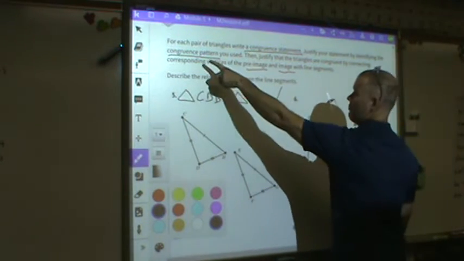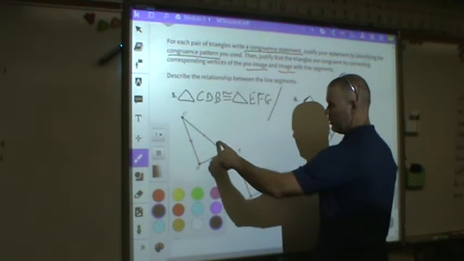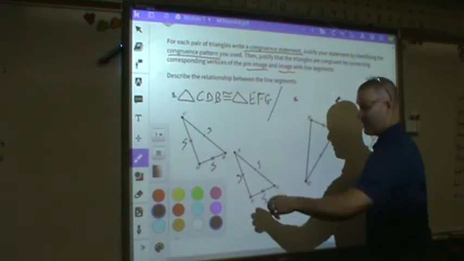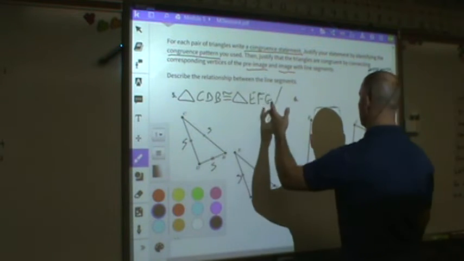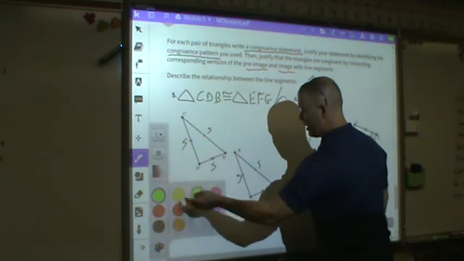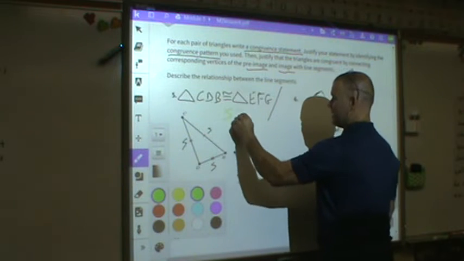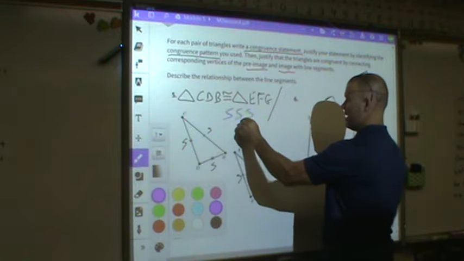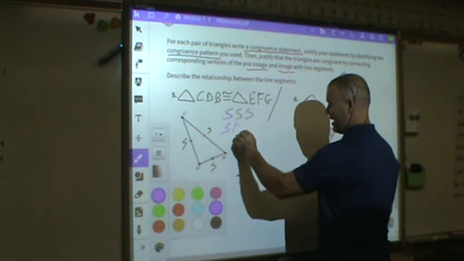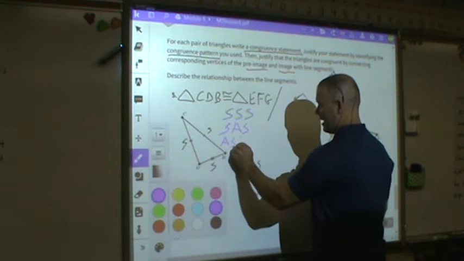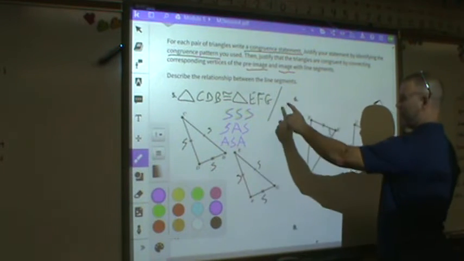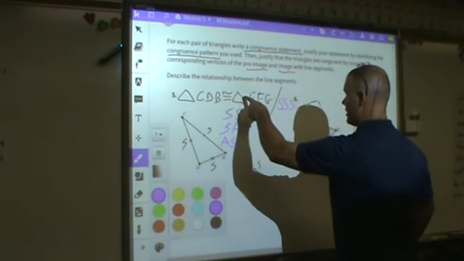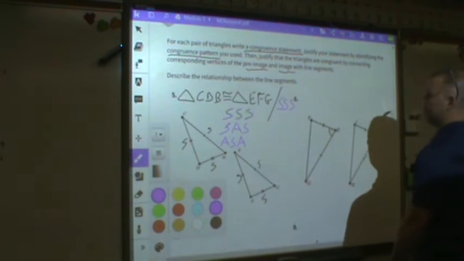Now it wants my congruence pattern. Look at what you know. Remember, S for side, A for angle, and we have three of those statements: SSS, SAS, and ASA. Those are our congruence patterns. So which one is this going to be? Obviously it's SSS. There's my congruence statement and my congruence pattern.